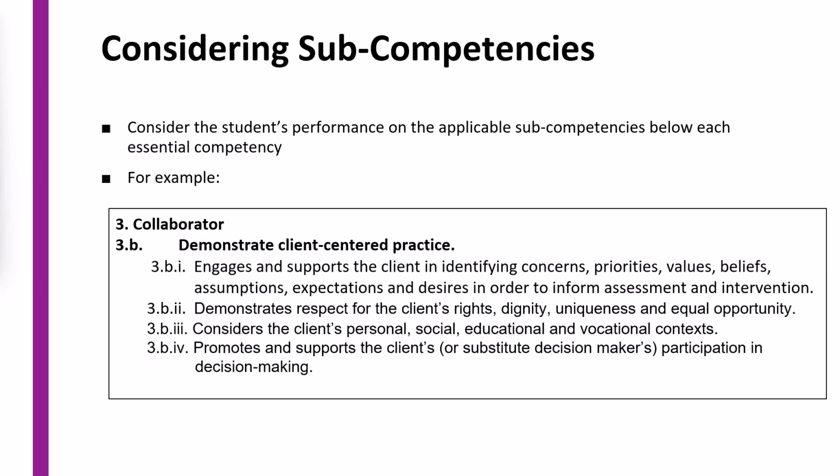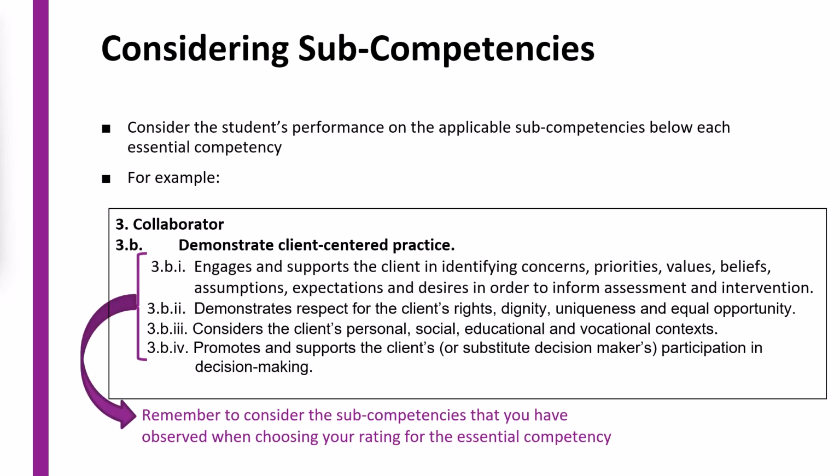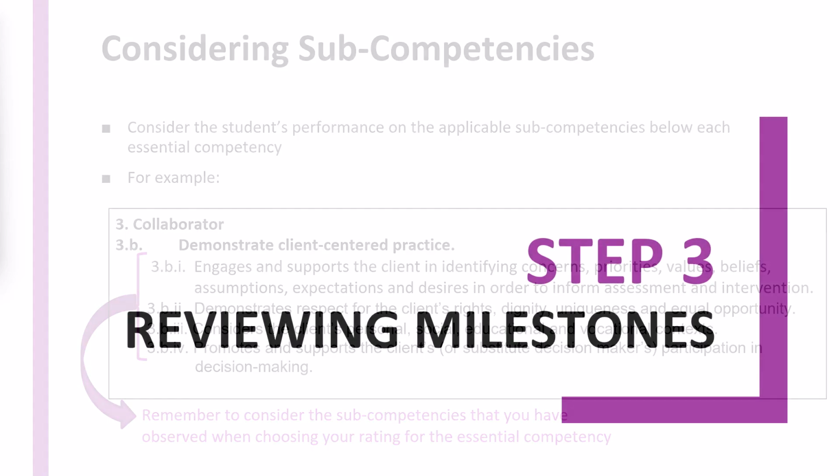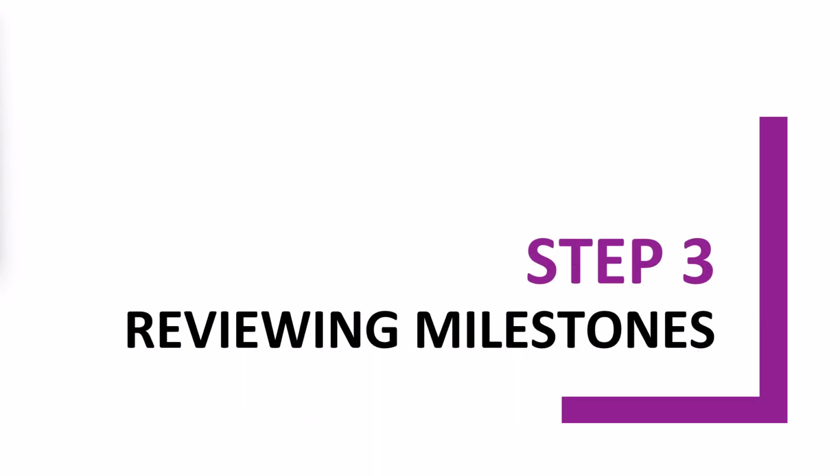In this example, there are 4 subcompetencies under the essential competency demonstrates client-centered practice to consider when assigning a rating for the student. It's okay if you haven't observed all subcompetencies under a given essential competency. Consider those that you have observed and rate the essential competency based on those. When needed, clinical educators can review the associated milestones to further inform the ratings they choose for the student.